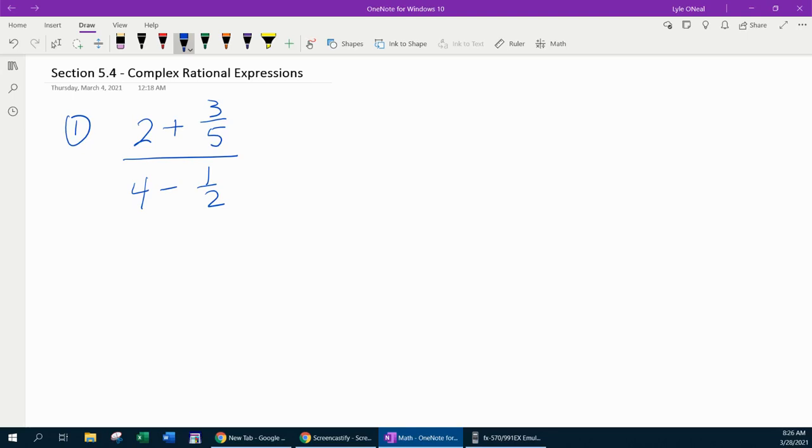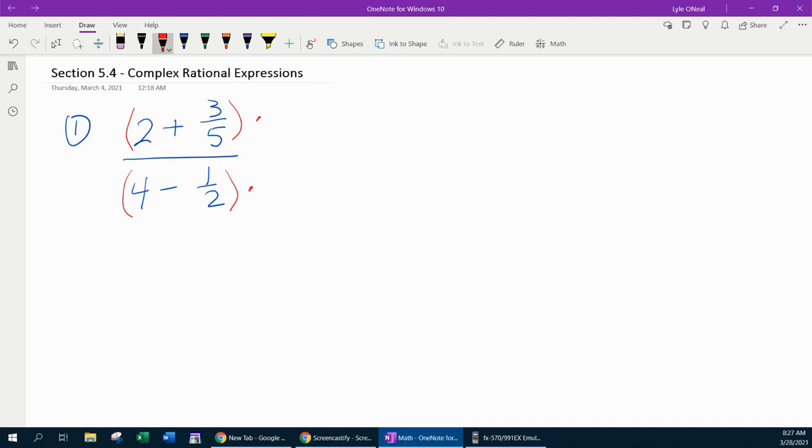So for our first example, we're going to look at a purely numerical expression. Here we have 2 plus 3/5 divided by 4 minus a half. This would be a complex rational expression. Here we have fractions within a fraction. There's several ways to approach this. I'm going to show you one technique. There's multiple techniques. But what I think is easiest when there's more than one term in the numerator and denominator is to multiply the top and bottom by the LCD of all of the fractions within the fraction.